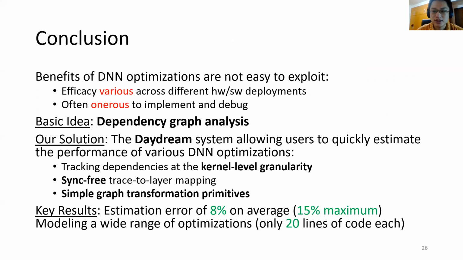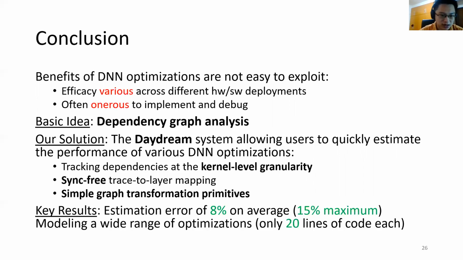So to conclude my presentation, our project is motivated by the fact that the benefits of DNN optimizations are not easy to deploy. Based on the idea of using dependency graph analysis, we built a system called Daydream, allowing users to quickly estimate the performance of various DNN optimizations. Daydream's design features 3 key ideas. First, tracking dependency at the kernel level. Second, synchronization-free trace-to-layer mapping. And it also proposes a set of simple graph transformation primitives.